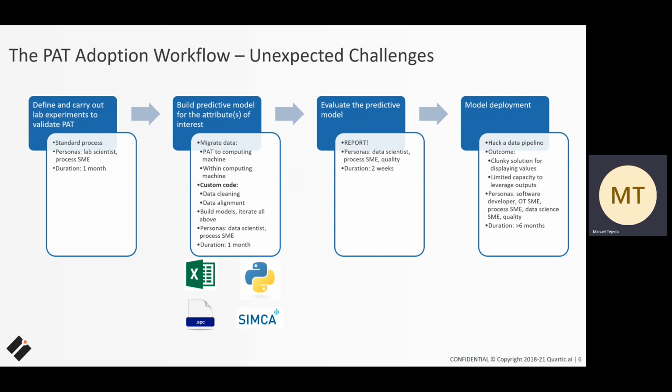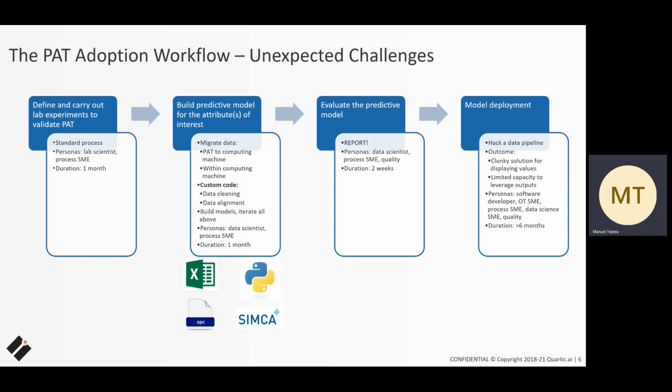So defining and carrying out lab experiments to validate PAT. That's a pretty standard process. The SME or the process scientist would design a DOE and carry that out to collect data. So you might have a lab scientist, the process SME involved. That may take you 1 month to run those experiments and collect that data. Now, the second step, this is where things get really interesting.